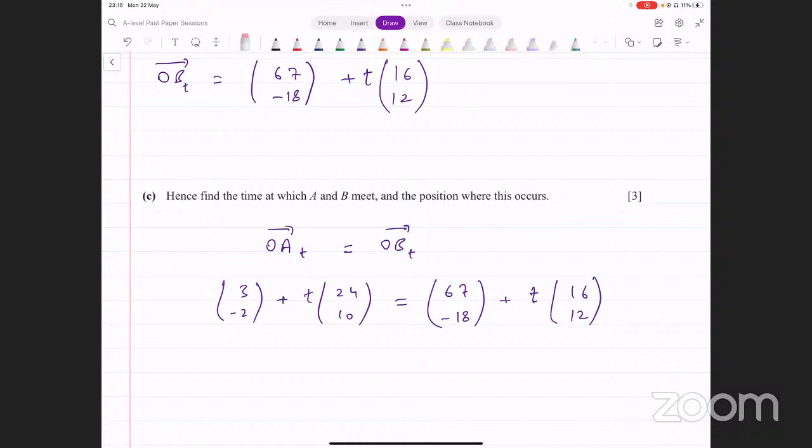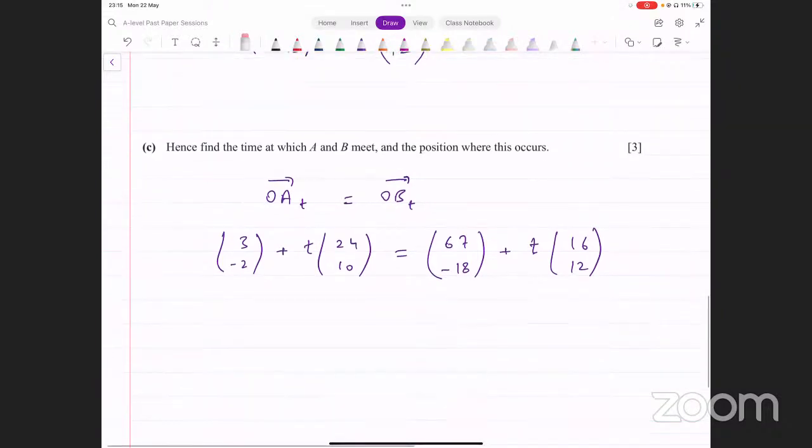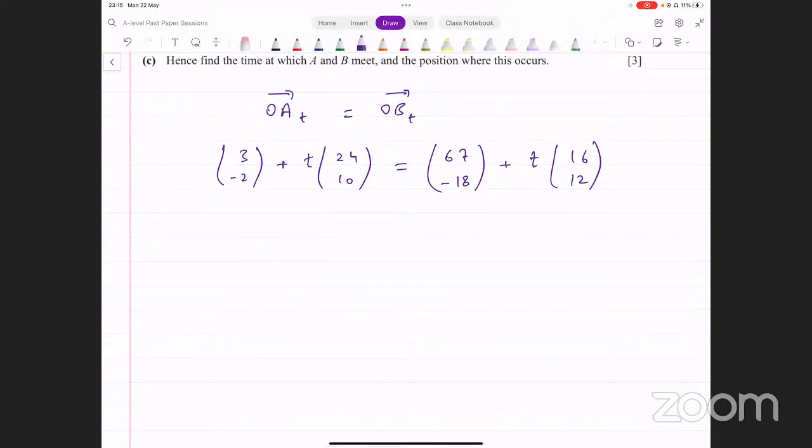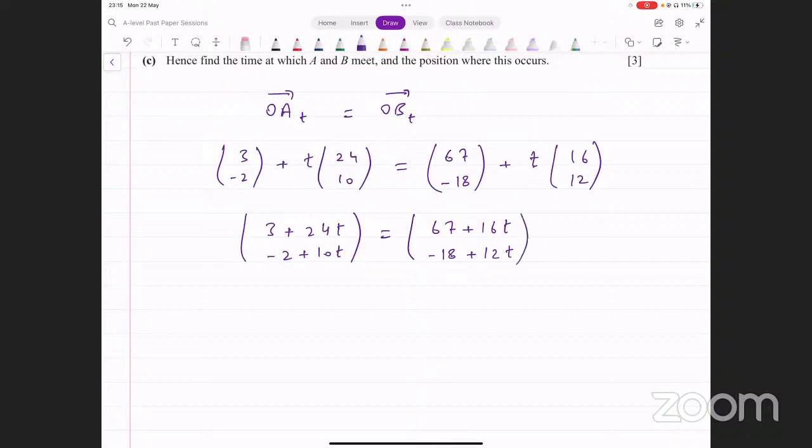मैंने लाइंस लगाया गलती से. लाइंस लगानी आते हैं वेक्टर में, ये हॉरिजॉन्टल लाइन नहीं होती इस तरह से. ये हमने इन दोनों वेक्टर्स को इक्वेट कर दिया. ठीक है. Now let's simplify this. Let's simplify this and see what we get from that. Left side पे हमारे पास आ गया 3 plus 24t, and the second component is -2 plus 10t. That is equal to 67 plus 16t and -18 plus 12t. इनके पोजीशन वेक्टर्स एक दूसरे के इक्वल होने चाहिए. अब आप इन दोनों में से कोई भी एक इक्वेशन सॉल्व कर लें, and that should give you the result.